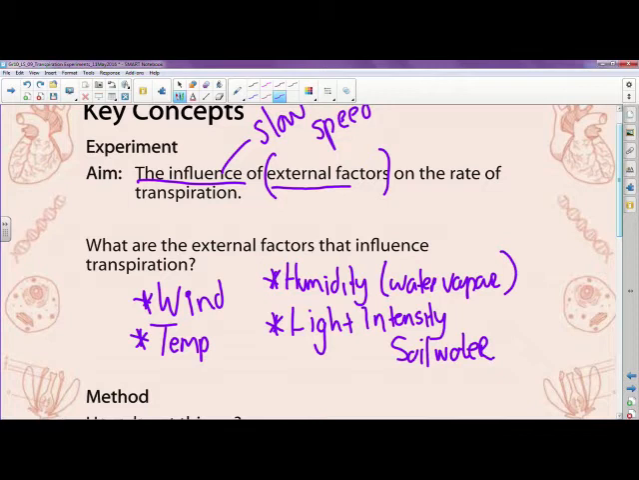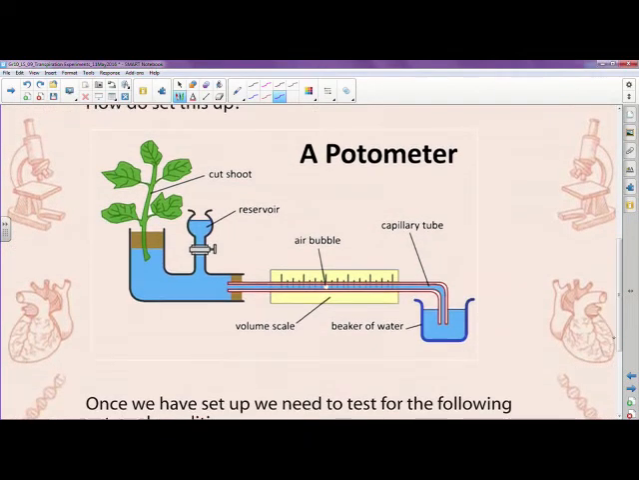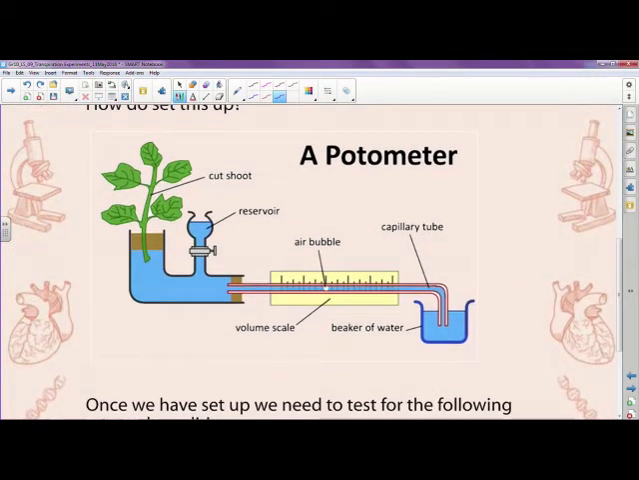Okay, so now my method, what do I do? My method is setting up my potometer. I explained to you how to set up the potometer, and that is what we are going to do.